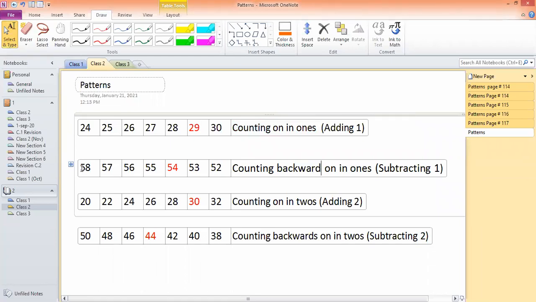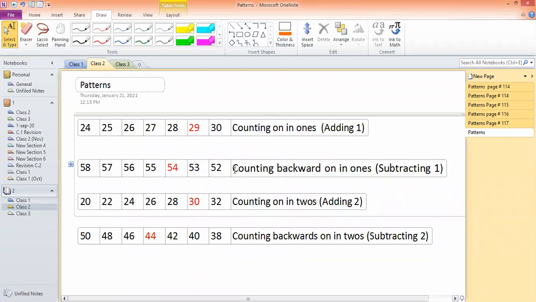Here we did one more example, an example with counting backwards. We started from 58, then 57, 56, 55. When we check it, we see that after every number, one is subtracted in order to get the next number. After 58, when you subtract 1, you get 57. When you subtract 1 from 57, you get 56. When you subtract 1 more from 56, it is 55. So to find the missing number, you subtract 1 from 55, and that is 54.